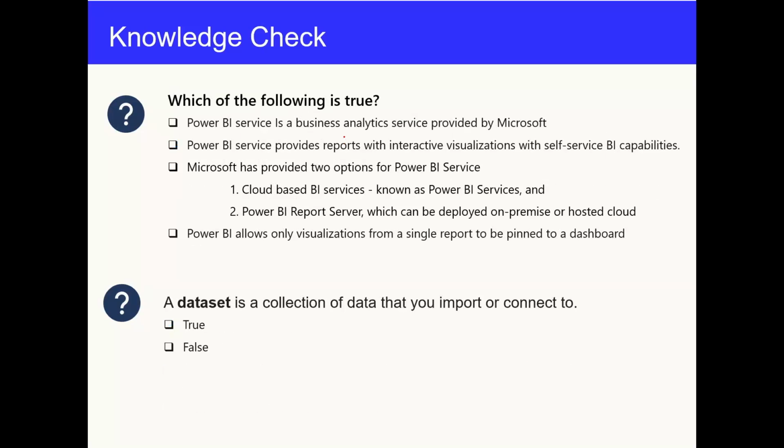Okay, great. So the next one is which of the following is true? It is the Power BI service. It's a service provided by Microsoft. It provides reports with interactive visualizations with self-service capabilities. It has two options, the cloud-based service and the Power BI Report Server. And it allows only a visualization from a single page, a single report, to be pinned to a dashboard. Again, multiple options are correct. Which are they? The first three. Yes, very much right.